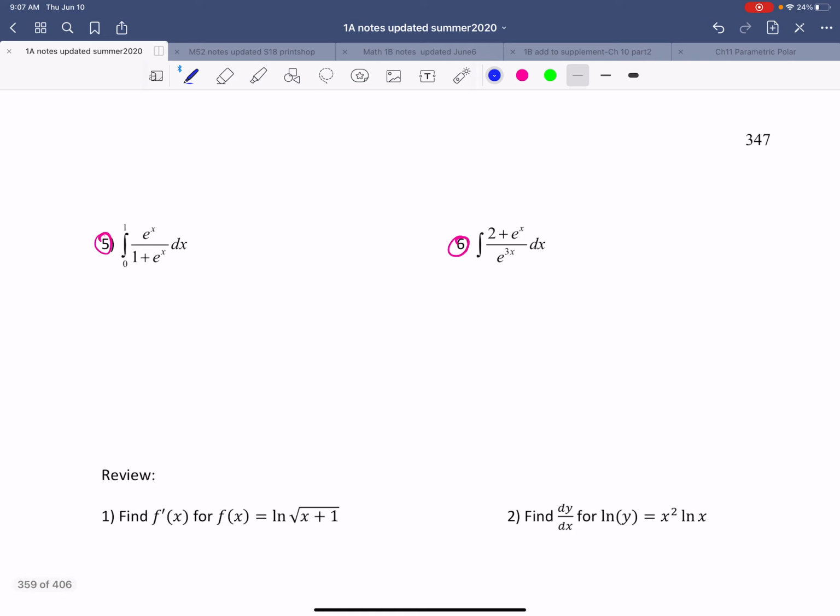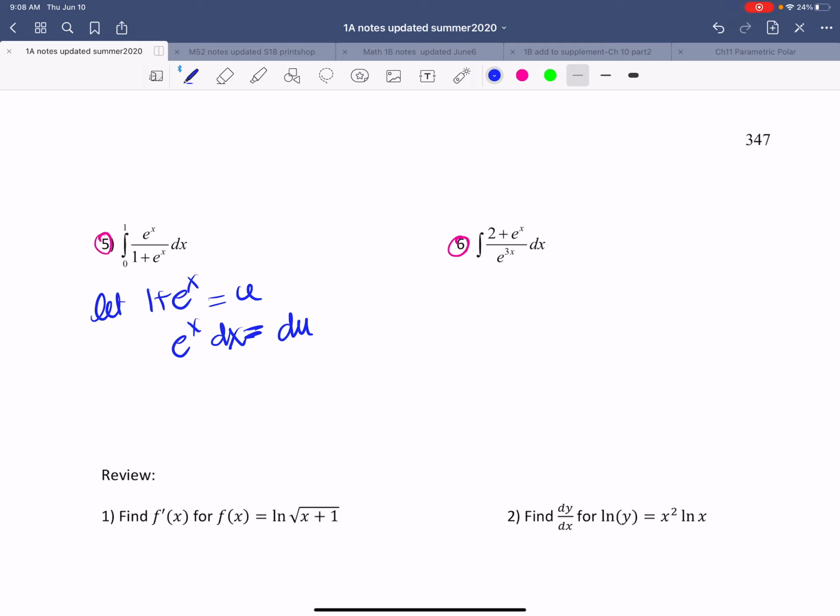All right, here is example number 5, the next example. It looks like the derivative of the bottom is sitting on the top, so the derivative of the denominator is sitting in the numerator. So if I call 1 plus e to the x as u, then e to the power x dx will be du.